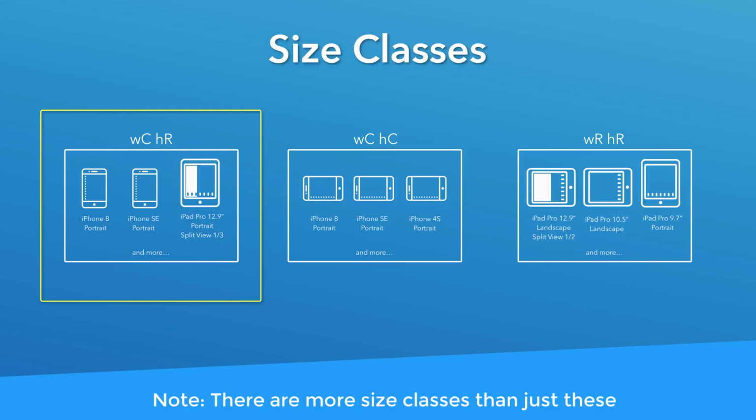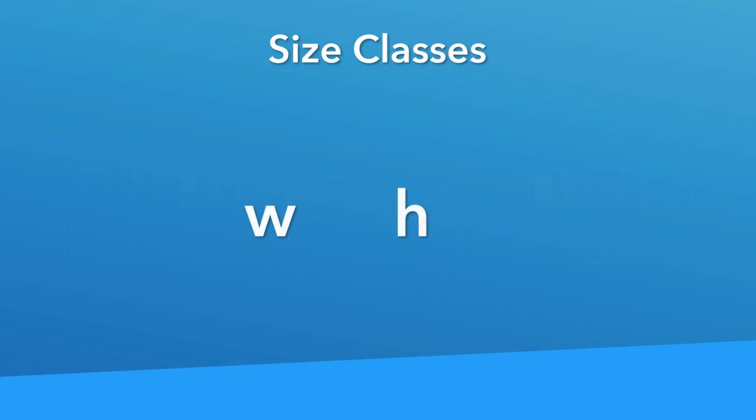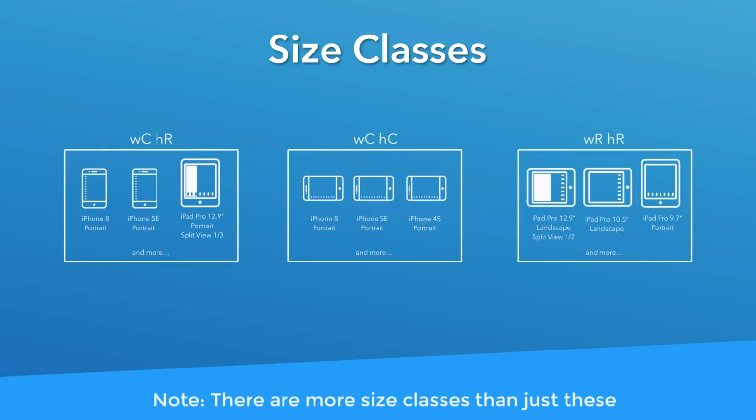So let's say your app might look different on the iPad size class versus a smaller device like an iPhone. And each size class is actually defined by two parameters, a height and a width. Now the height can be compact or regular, and the width can also be compact or regular. So for instance, one size class might be compact width and compact height. Another size class might be compact width but regular height.